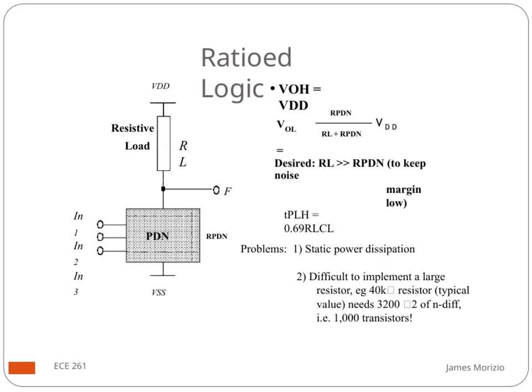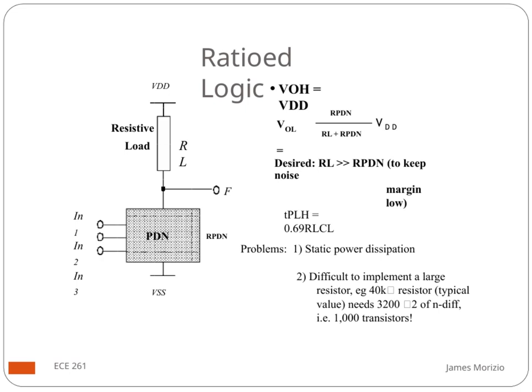An important point to remember is that the output voltage VOH is ideally equal to VDD when the output is high. The output voltage at low level, VOL, depends on the ratio of RL to RPDN, the resistance of the pull-down network. To maintain a good noise margin, the load resistor RL must be much larger than RPDN, which keeps VOL low enough to be recognized as a logic 0. The delay time, specifically TPLH, or the propagation delay from low to high, is influenced by RL and the load capacitance CL. According to the equation, TPLH equals 0.69 times RL times CL.